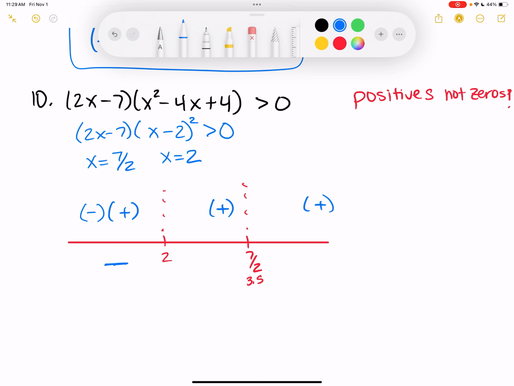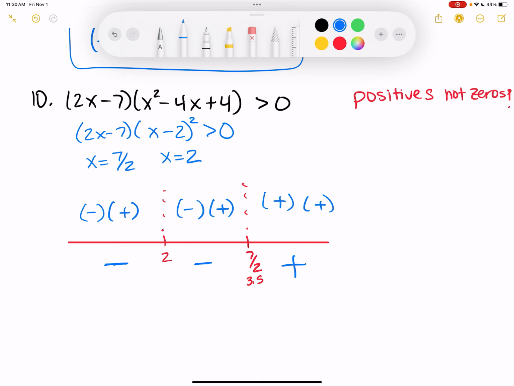What number are we choosing in here? 3. What do I get when I plug that in? Negative. Positive. So this one's also negative. And what number over here? 4. What do I get when I do that? Positive, and the last one's always positive, so this is positive.